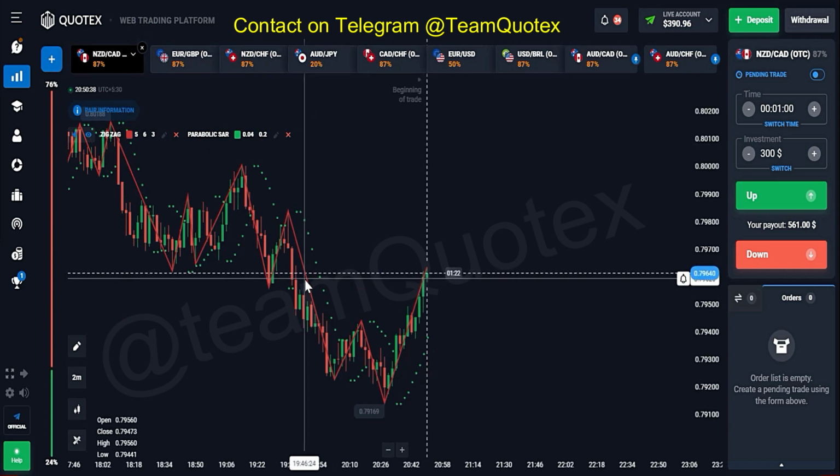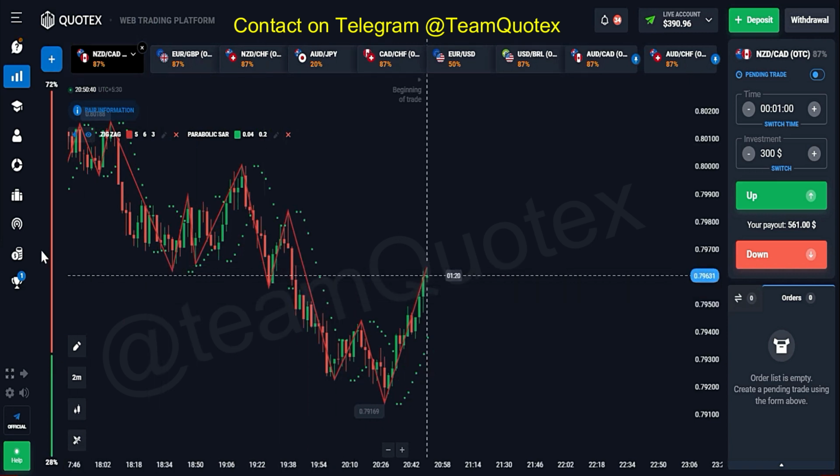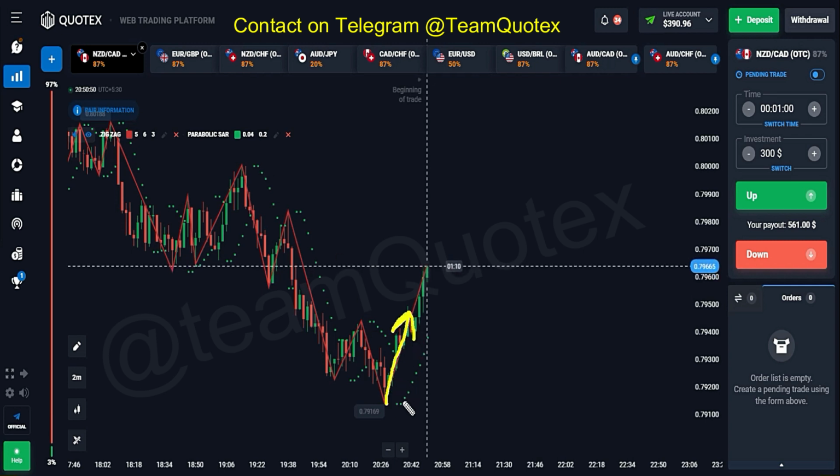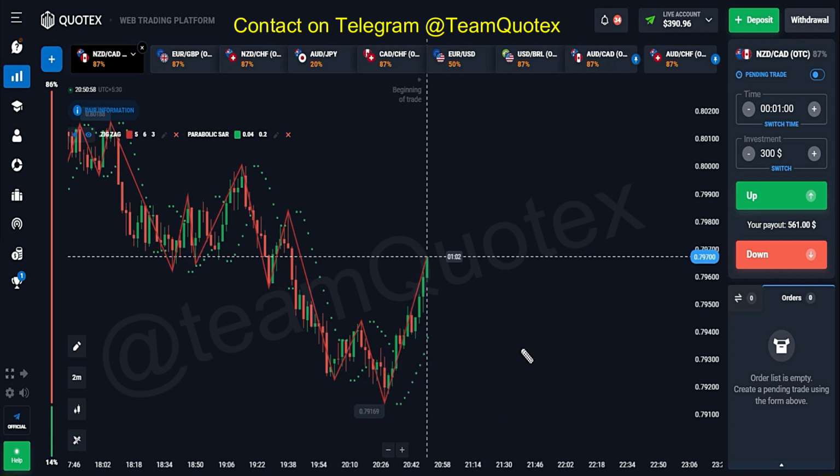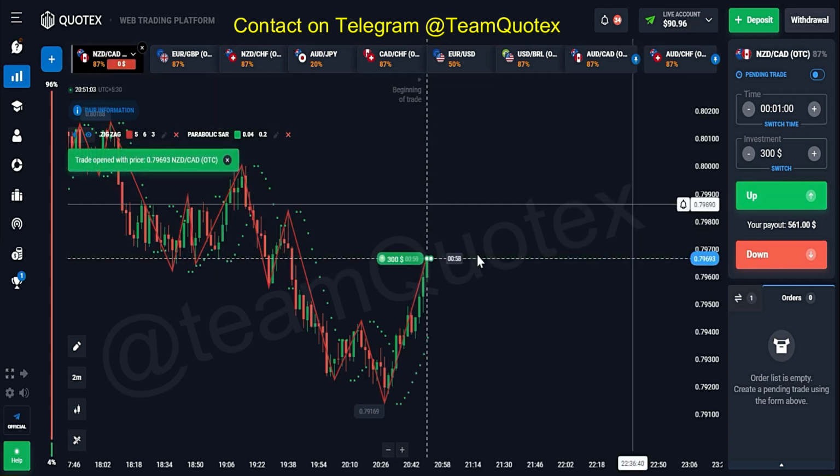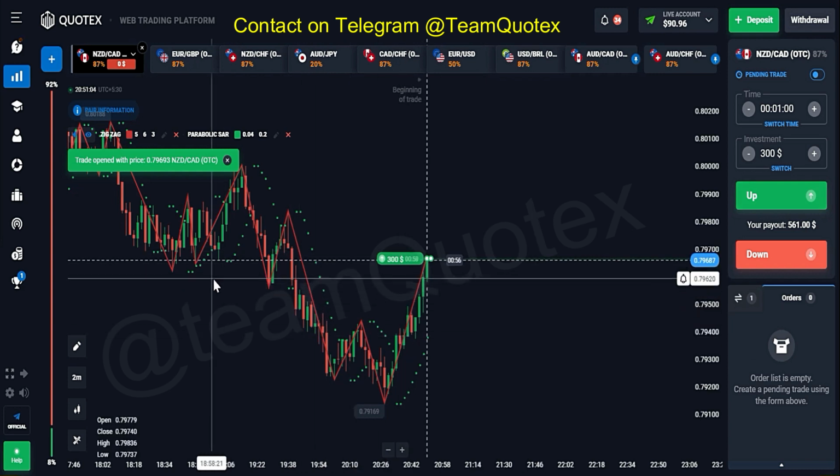Okay, so here I can see a small resistance. So this is also a point you have to understand. If zigzag is going in uptrend like this and parabolic is also supporting, the position of parabolic is down, below the price, that means market will go in up direction and we can trade in up direction. But we have to see where is the support or resistance.